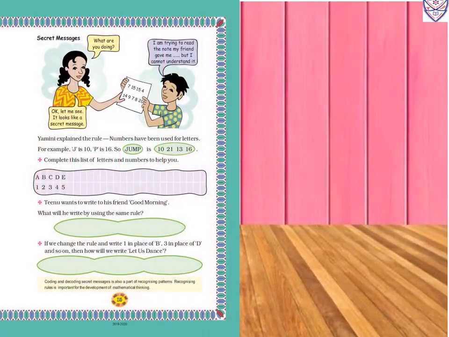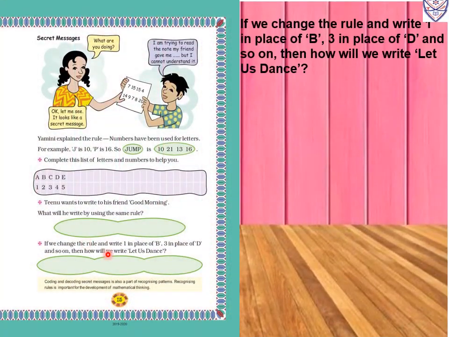Now same page. If we change the rule and write 1 in place of B and 3 in place of D, and so on, then how will we write let us dance? So if we change, instead of A being 1, here we have to write B in place of 1. So first we will see the alphabet.